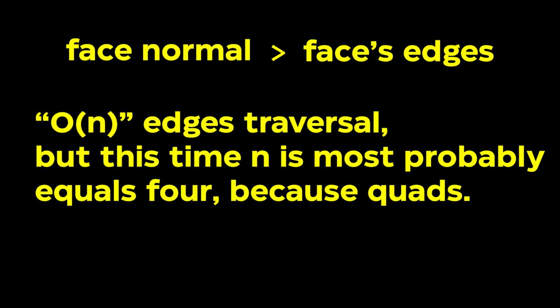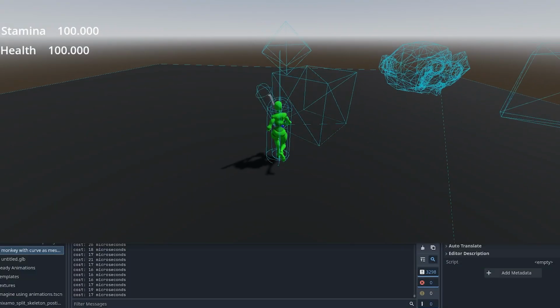We then traverse this array of edges with O(N), but this time N is actually minuscule because, well, how many edges does a single face direction have, right? So this pre-processing step gave us immunity to the amount of edges in the mesh. But we have a long way to go still.